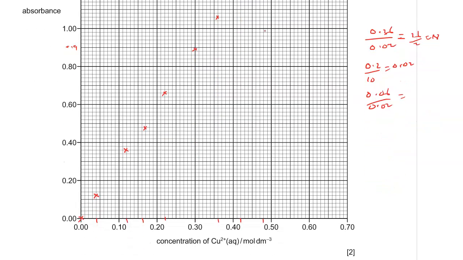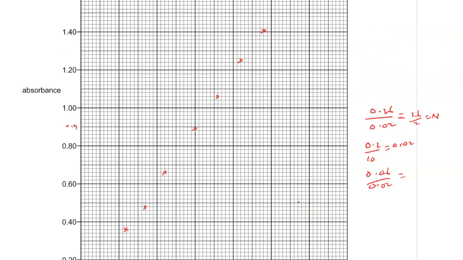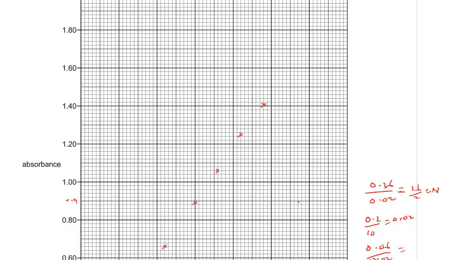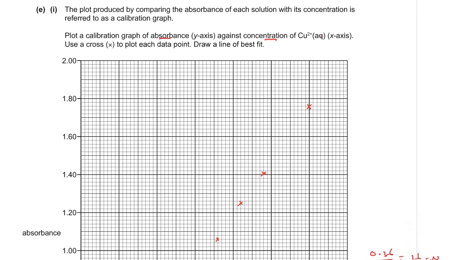Okay, then the last one is 0.6. 0.6 is there. Again, it's 1.76. This is 1.7 here, and 6 is right here. Good. So we need to draw a line of best fit.